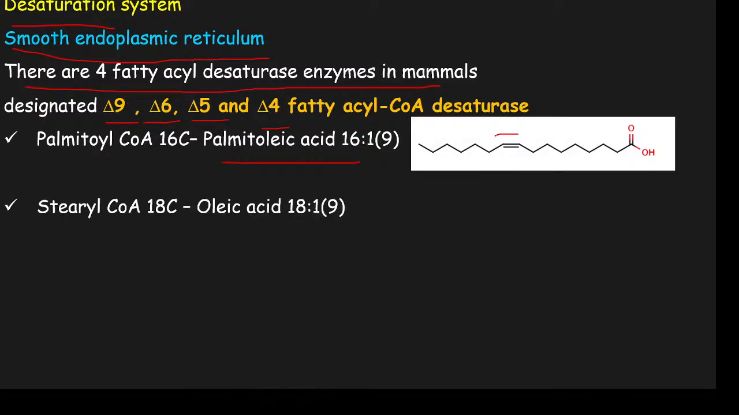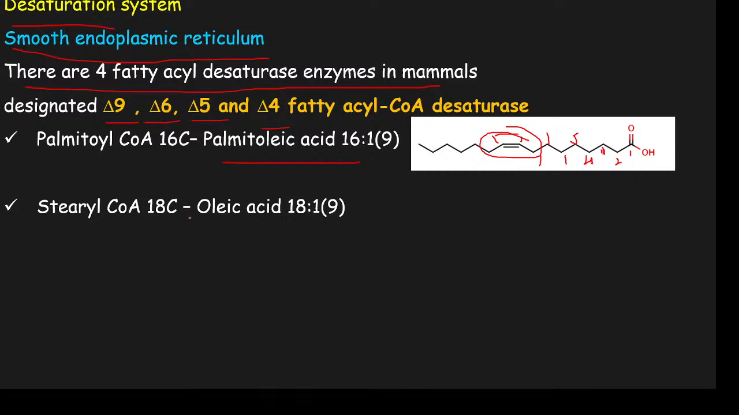So here you have the structure. So this is the first carbon, second, third, fourth, fifth, sixth, seventh, eighth, ninth, and 10th. So the double bond is in between the 9th and 10th carbon atom. Okay, so it is a delta 9 fatty acid.